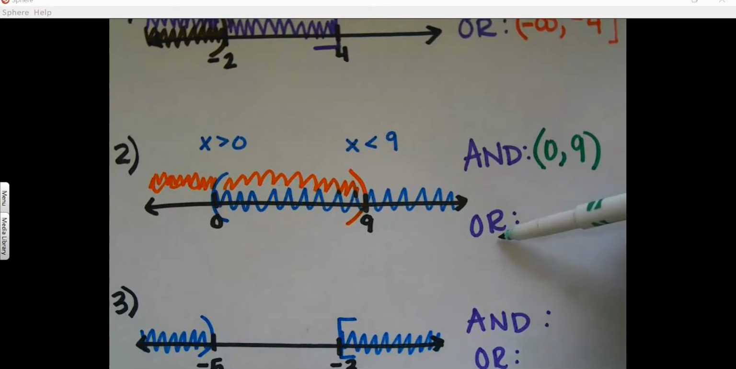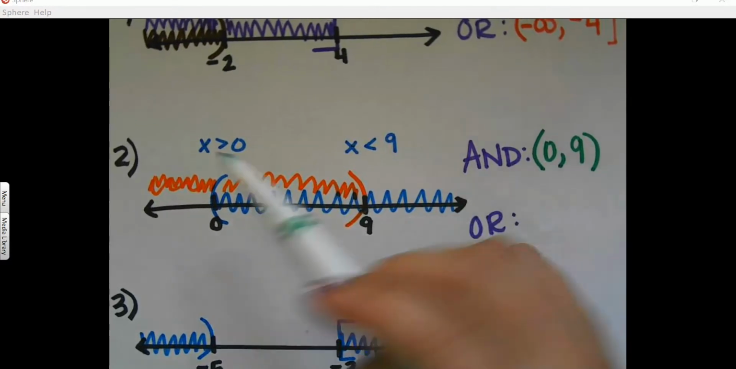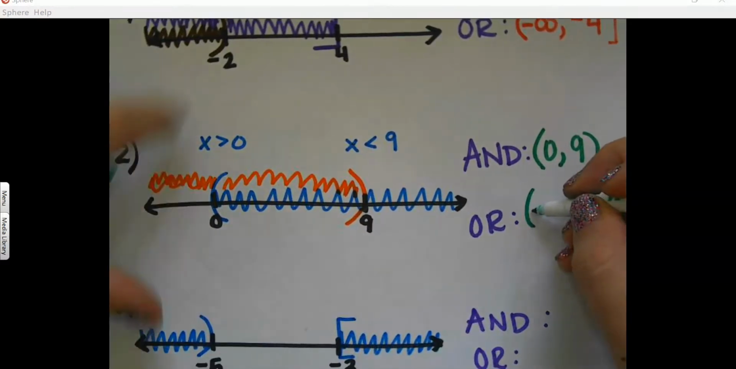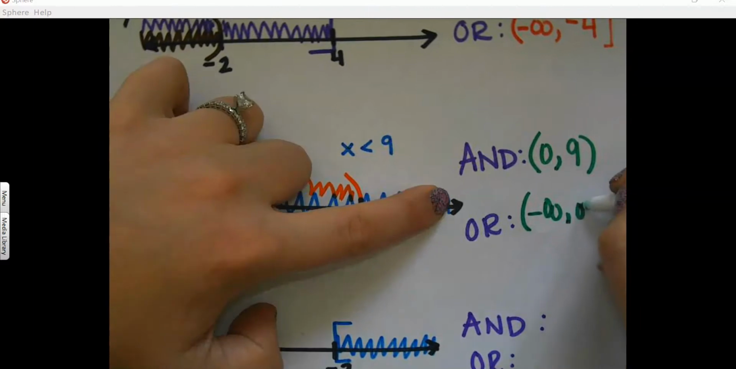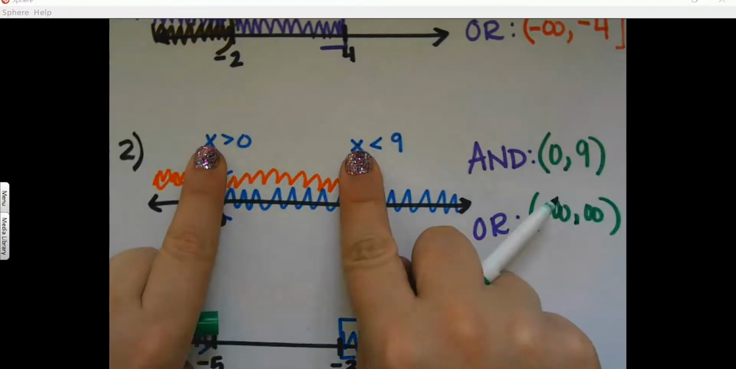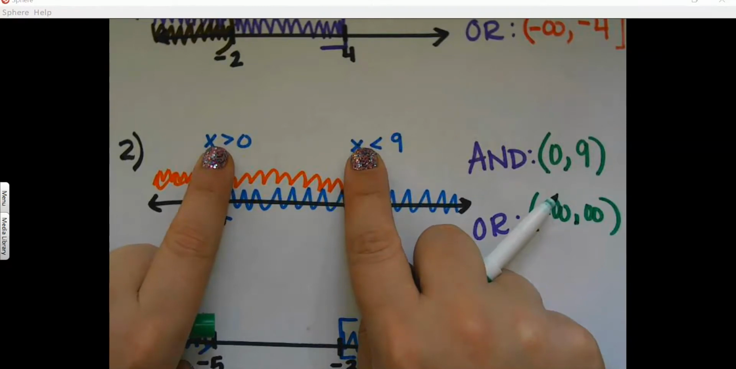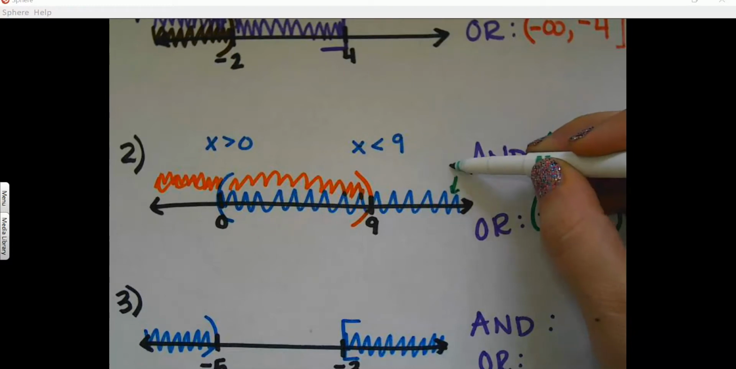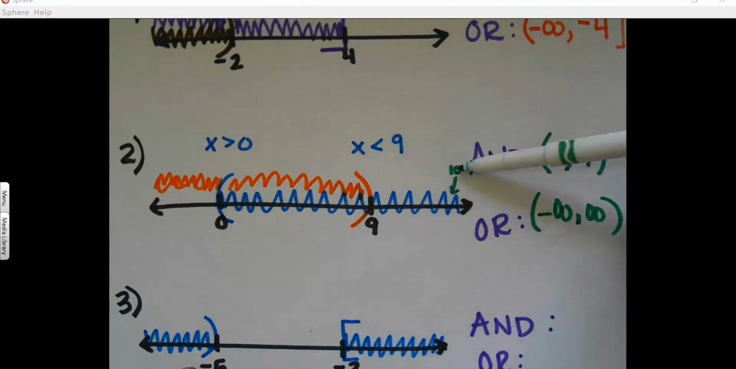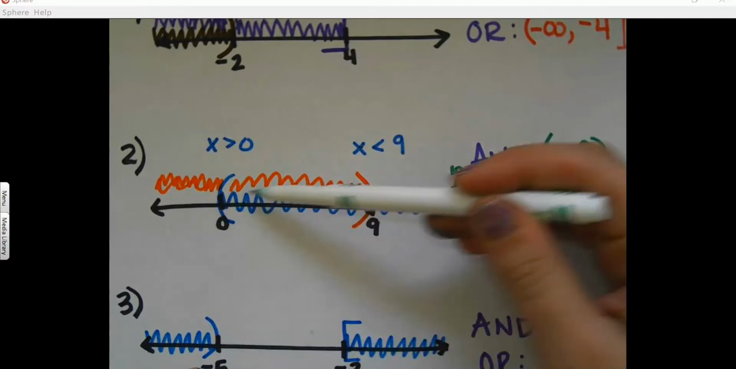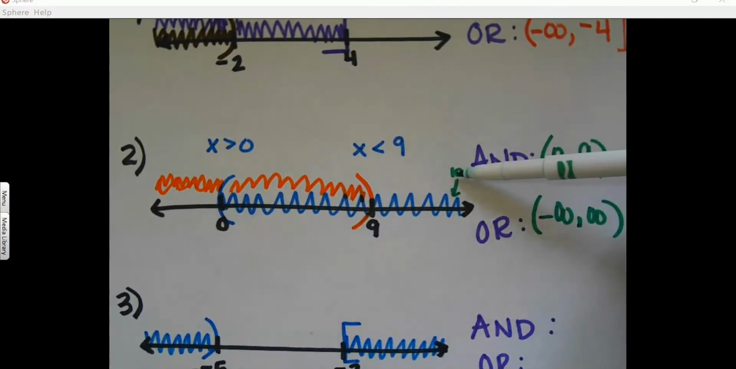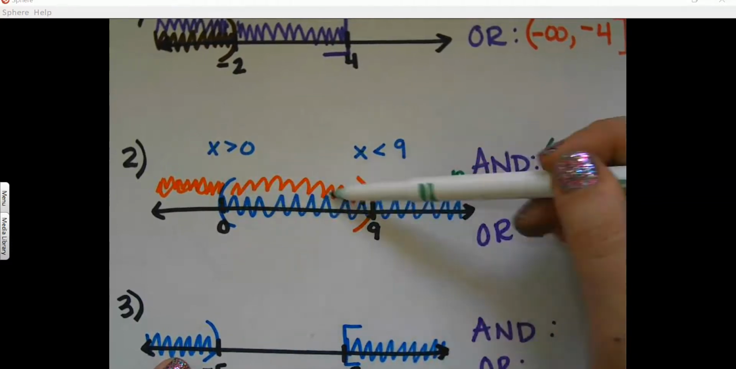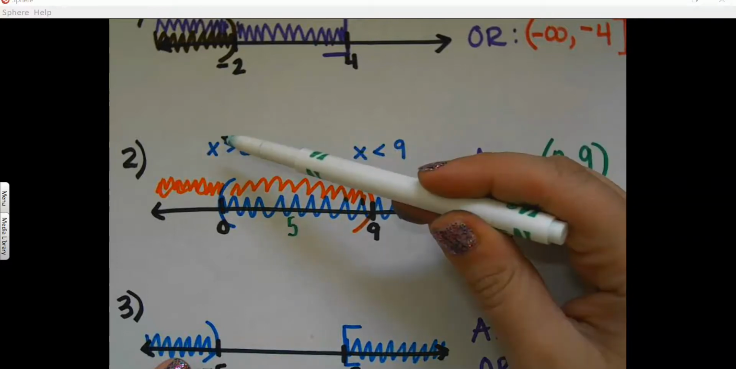Now for or, we want to include wherever there's shading. There's shading through the whole graph. So -infinity all the way to infinity. That means any number can go in for x here and it works for both. I'm sorry, I said that wrong. That means that any number that you pick, so for example 10, will work in one of them, whereas these numbers here, so for example 5, would work for both of them.